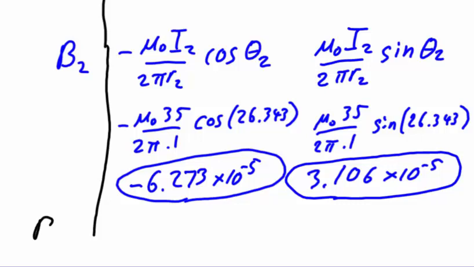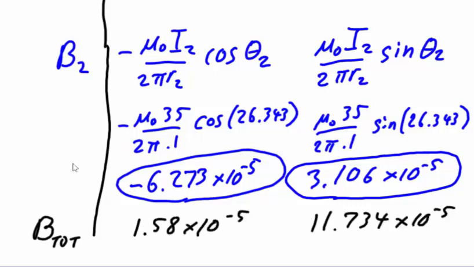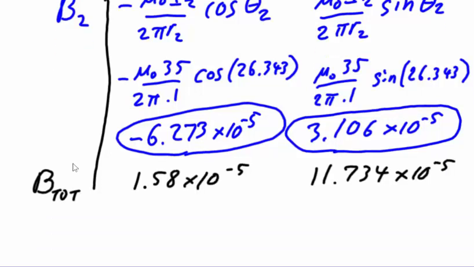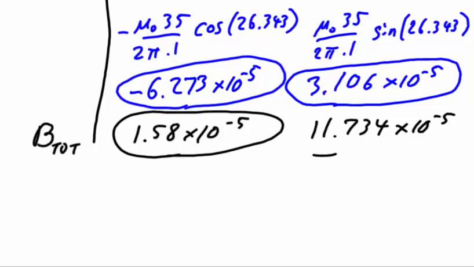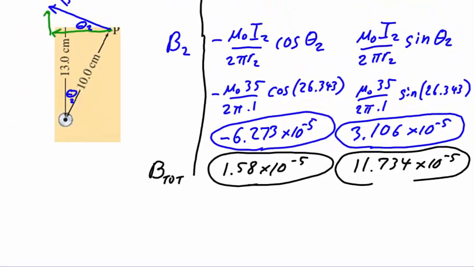To get the total magnetic field, we simply add the x components to get the x component of our result, and add the y components of B1 and B2 to get the y component of our result. Maintaining our 10 to the minus 5 factor, we see that the x component of B total is 1.58 times 10 to the minus 5, and that the y component of B total is 11.734 times 10 to the minus 5.